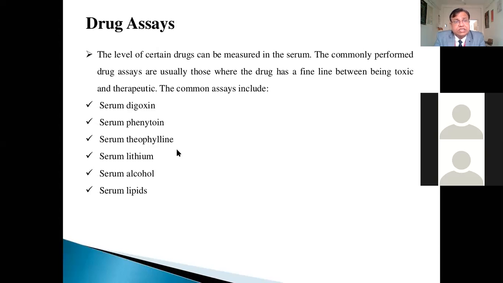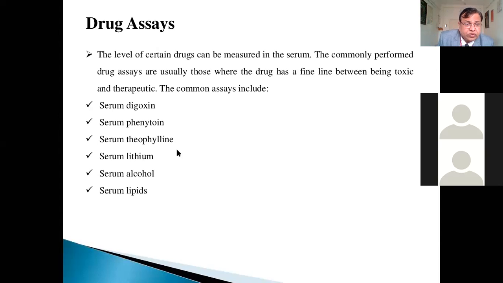Now, some drug assays are also done in the laboratory. The level of certain drugs can be measured in serum. The commonly performed drug assays are usually those where the drug has a fine line between the toxic and therapeutic range. The common assays include serum digoxin level, serum phenytoin, serum theophylline, serum lithium, serum alcohol, and serum lipids. So this drug assay is done because that drug has a very fine range of therapeutic value and toxic value.